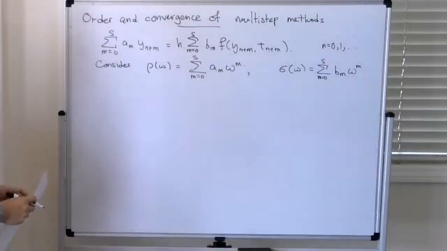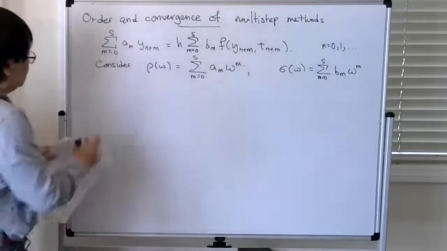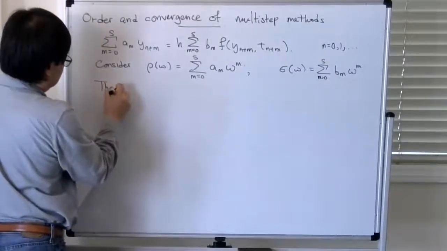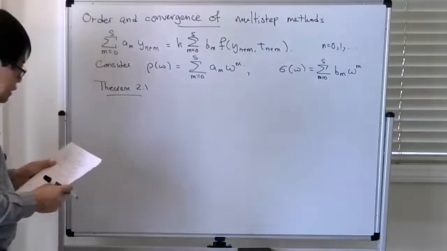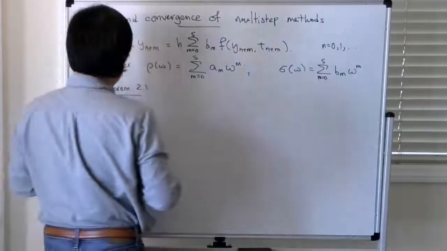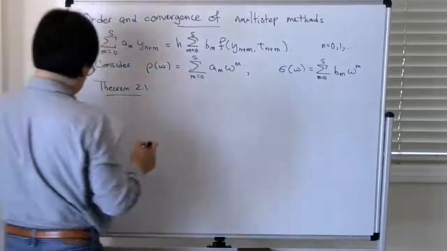All right, so given these two polynomials, you can then establish a result having to do with the order of accuracy of the method. This is Theorem 2.1 in the book by Iserles. And I'm going to refer to this multi-step method here.